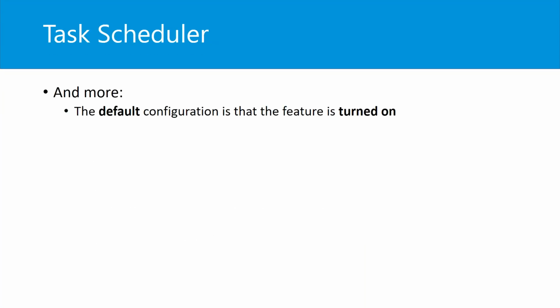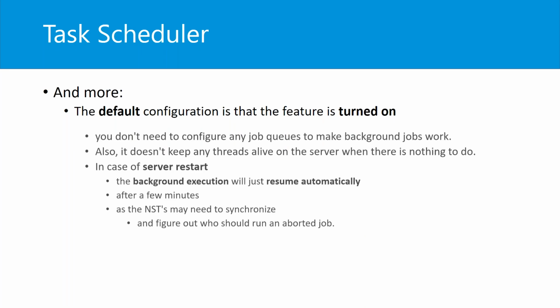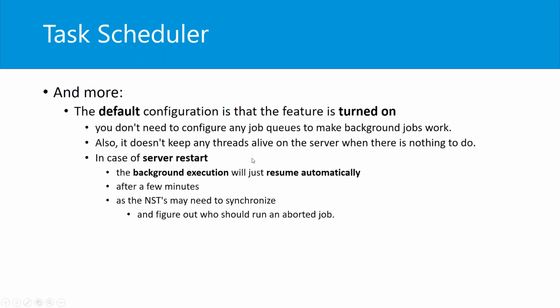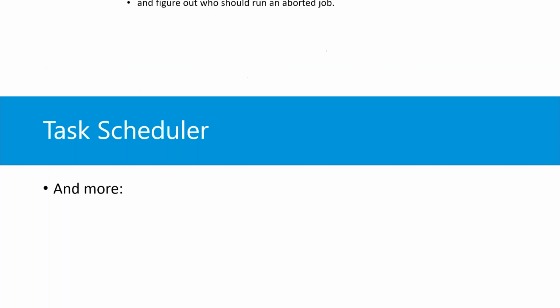There is more. By default, for a service tier, the configuration is turned on, so you don't need to turn it on yourself. You need to turn it off if you don't want to have it available for a specific service tier. So you don't need to configure any job queues to make the background jobs work. It will also keep any threads alive on the server when there is nothing to do, so it will not just disappear or stop working when there is nothing to do. When the server restarts the service tier, the background execution will resume automatically, fantastic, after a couple of minutes, and the service tiers might need to synchronize and try to figure out amongst themselves who should run which job. But there is some logic behind that.